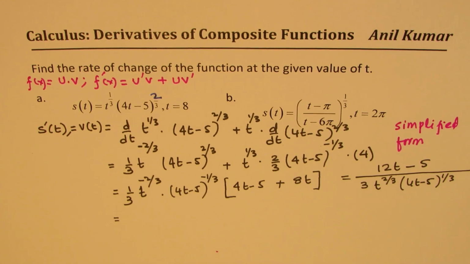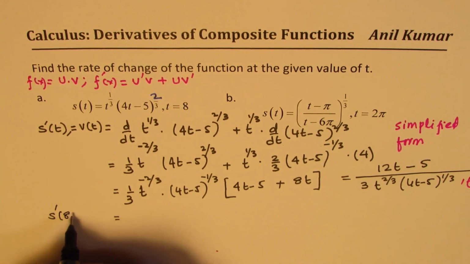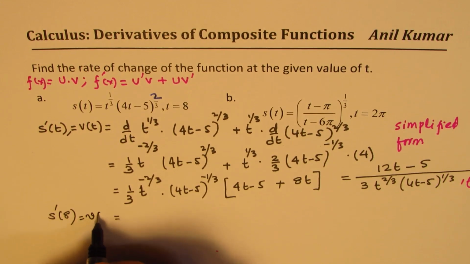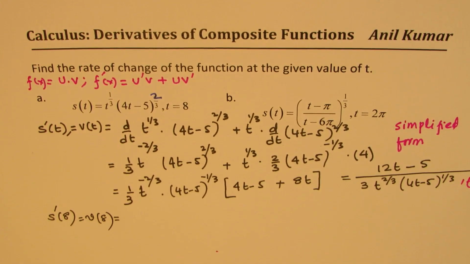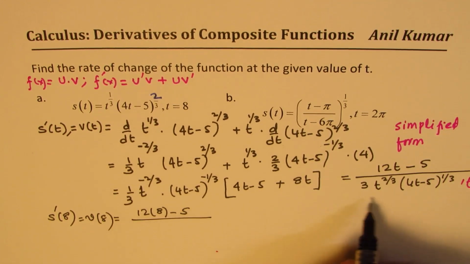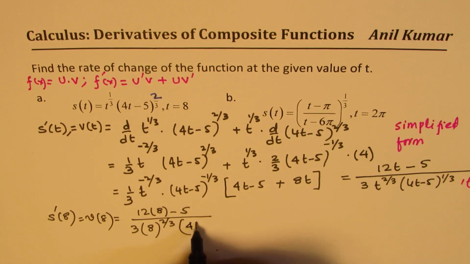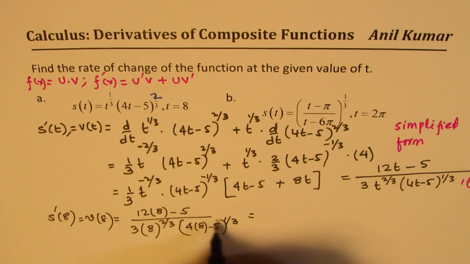Now let us substitute t equals 8 and find the answer. So we can write here s dash 8, or sometimes we also say velocity at 8. T equals 8, substitute 8. So we get 12 times 8 minus 5 over 8 to the power of 2 over 3, and here we have 4 times 8 minus 5 to the power of 1 over 3.